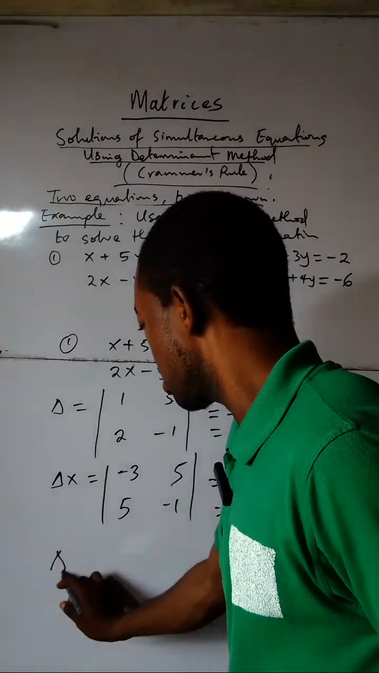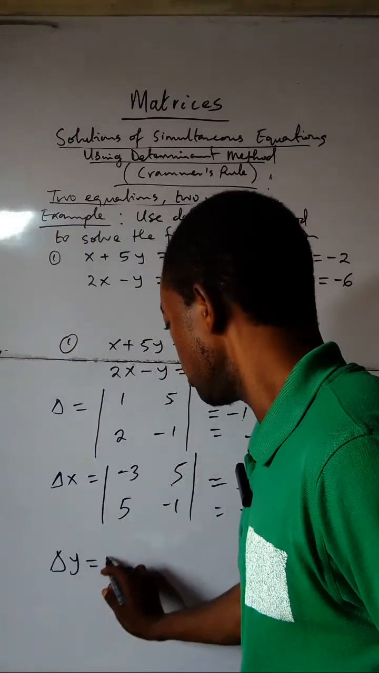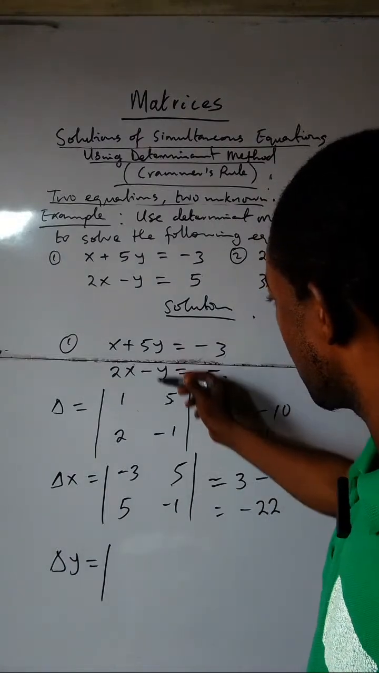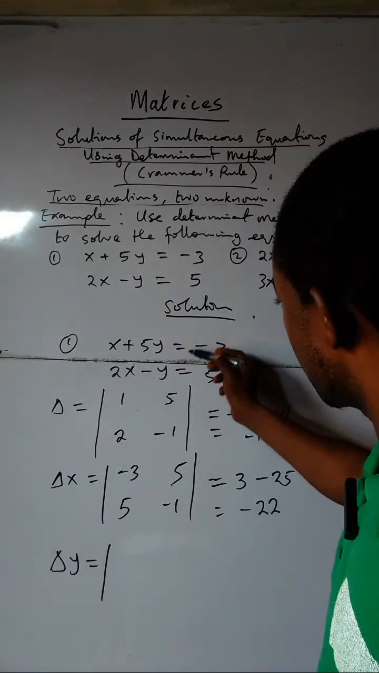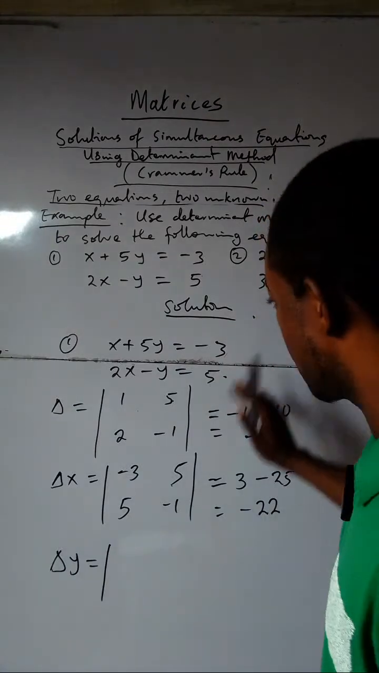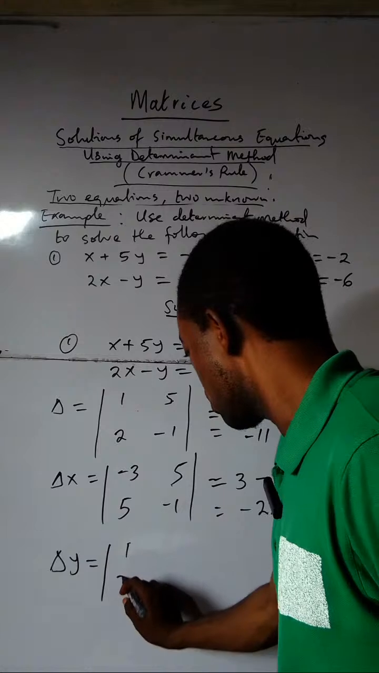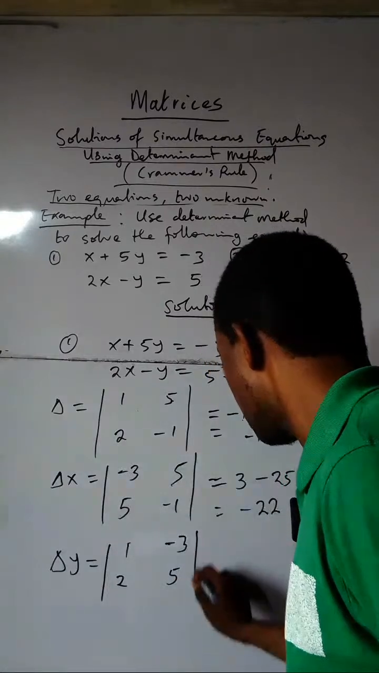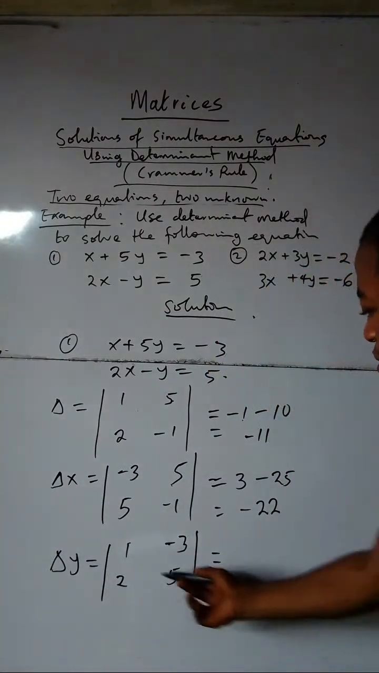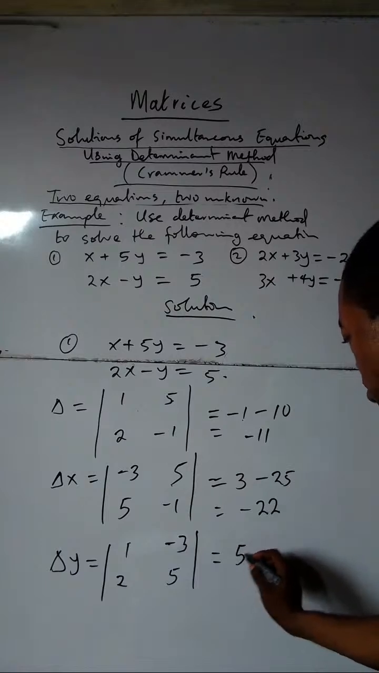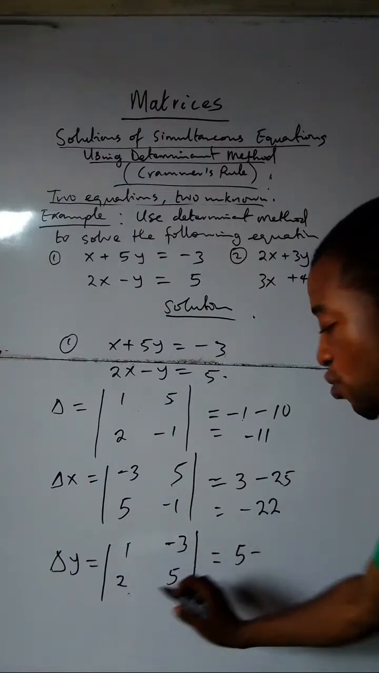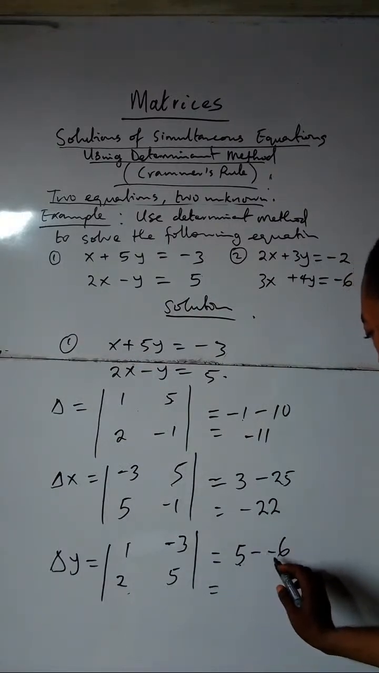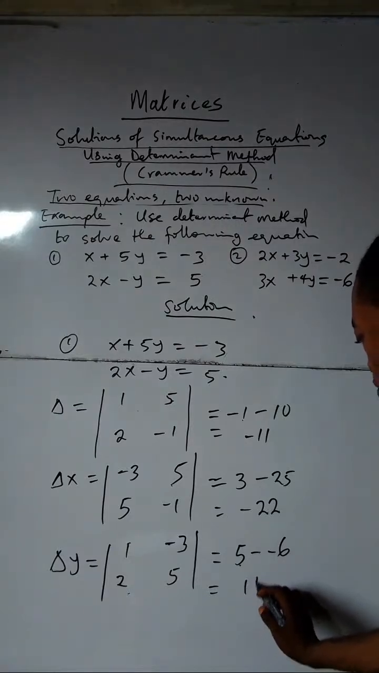Now, find determinant with respect to y. Here we change the column for y, which is the second column. We replace that with the values on the right hand side. Here we have 1, 2, then minus 3 and 5. When we solve this, 1 times 5, that's 5, then minus 3 times 2, that's minus 6. That is, 5 minus minus 6, that's 5 plus 6, which is 11.